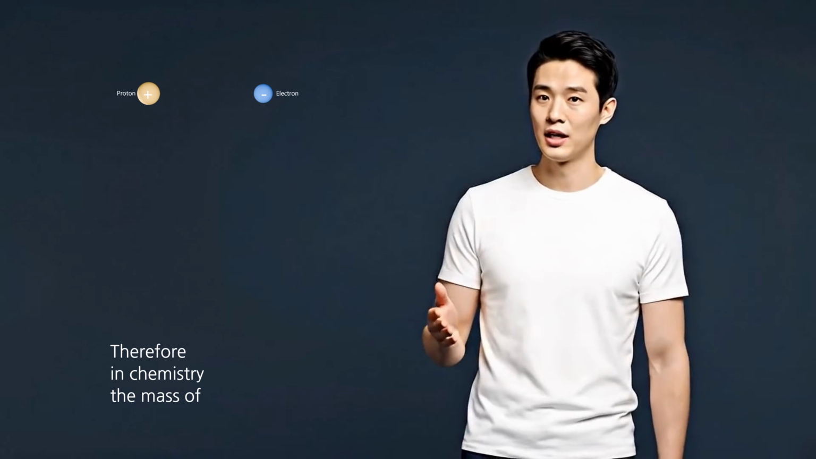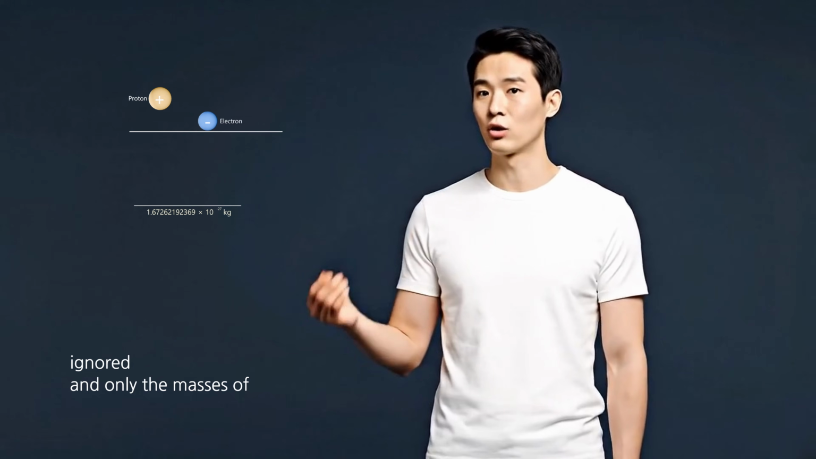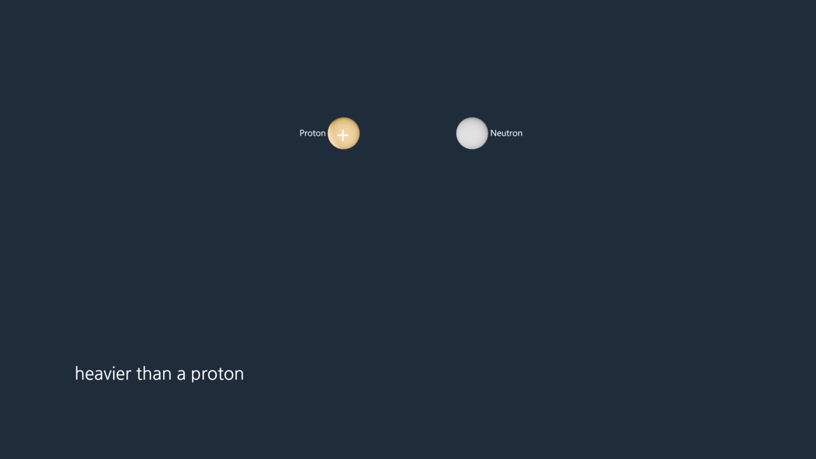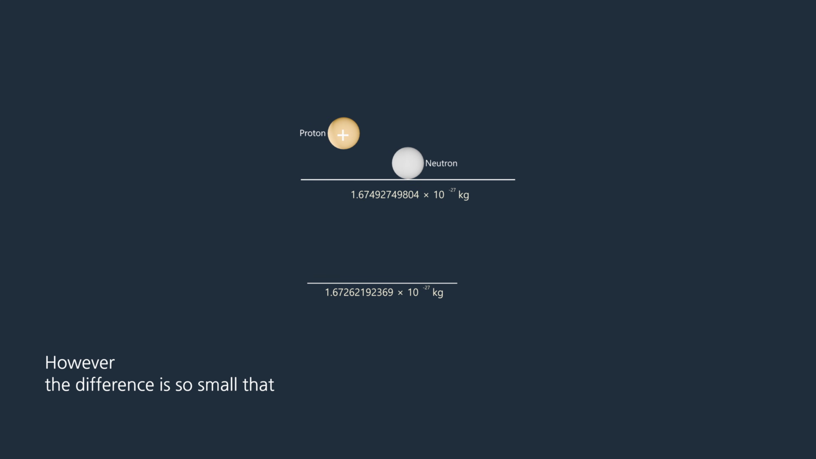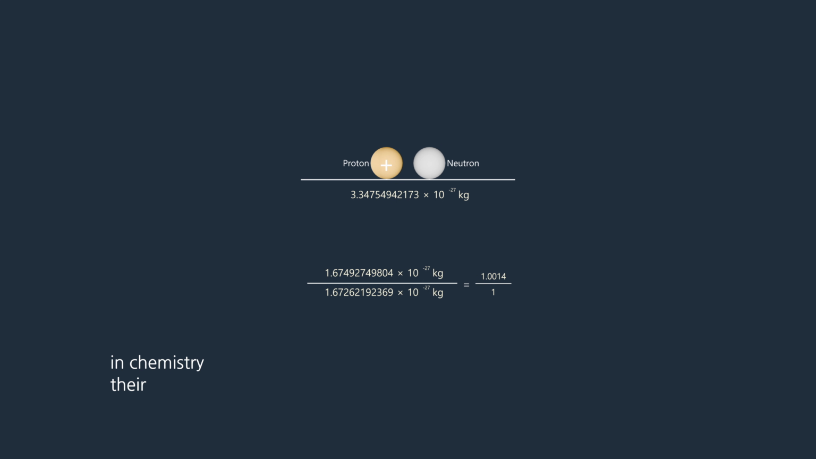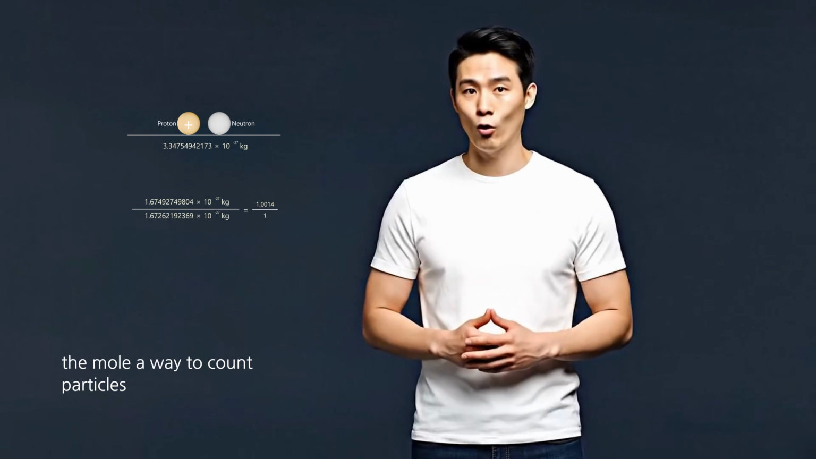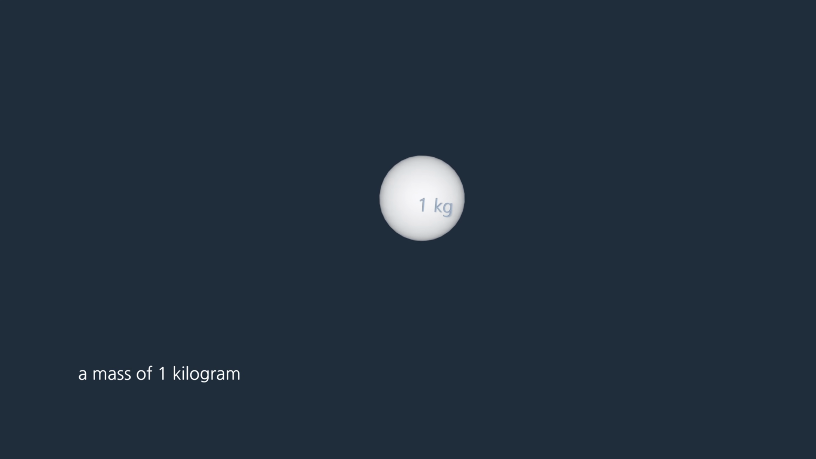Therefore, in chemistry, the mass of electrons is usually ignored, and only the masses of protons and neutrons are considered. A neutron is slightly heavier than a proton. However, the difference is so small that, in chemistry, their masses are usually considered equal. Ignoring electron mass and treating protons and neutrons as equal in mass, let's explore the mole, a way to count particles. Here's a sphere with a mass of 1 kilogram.